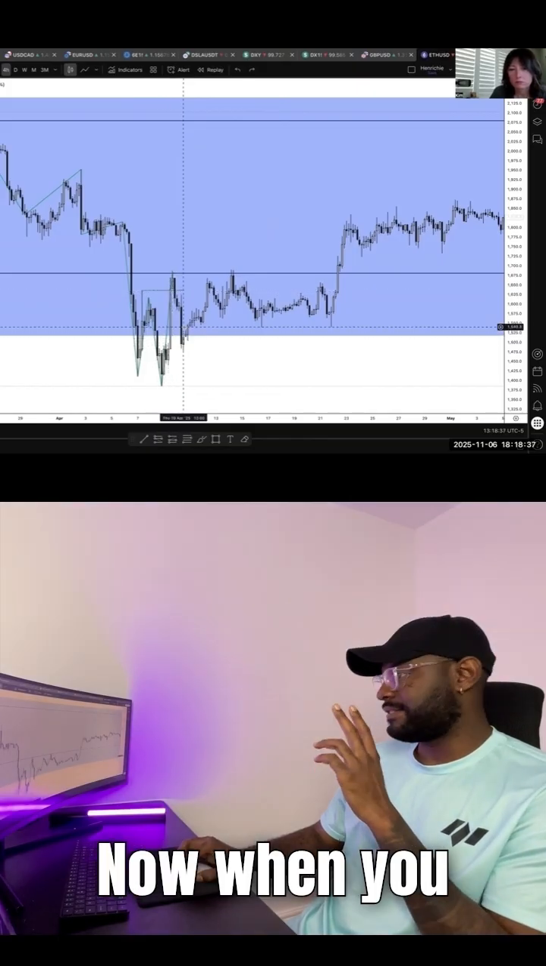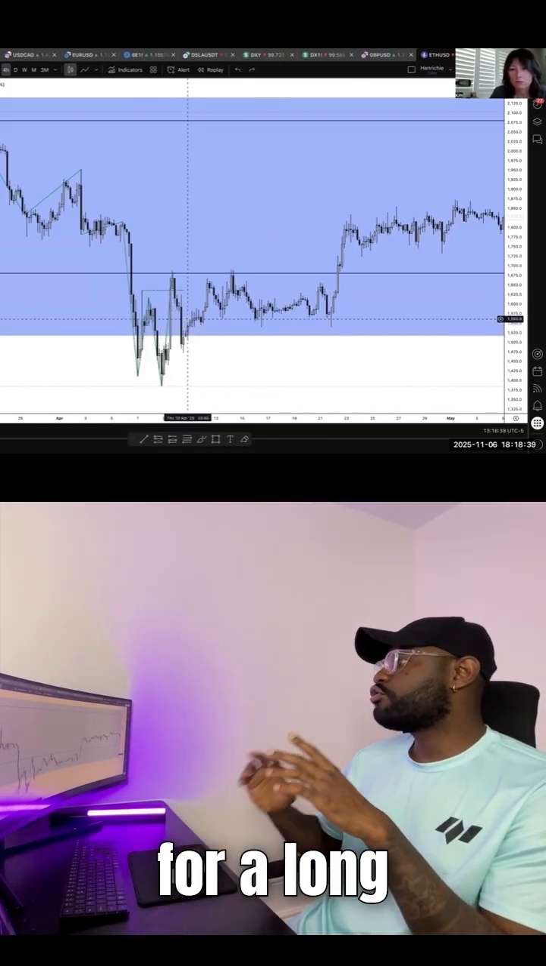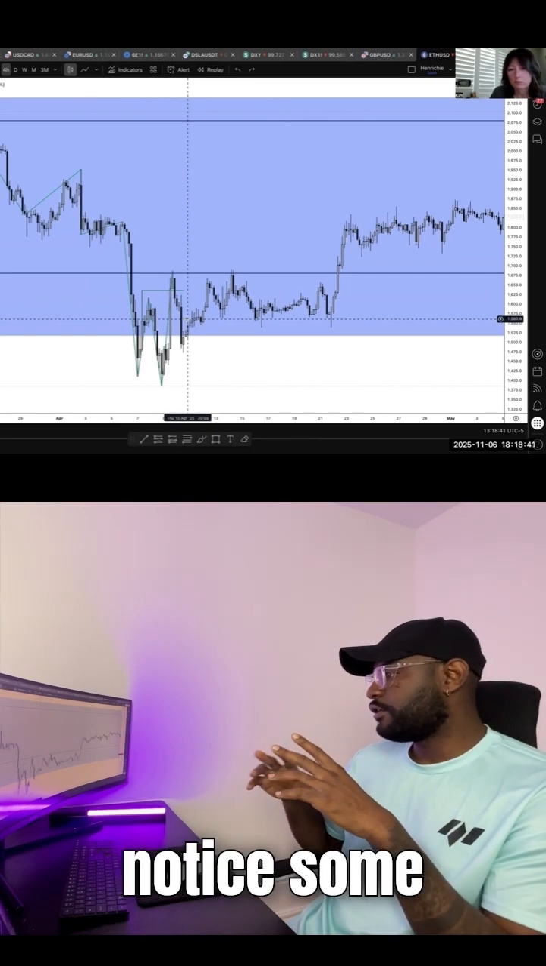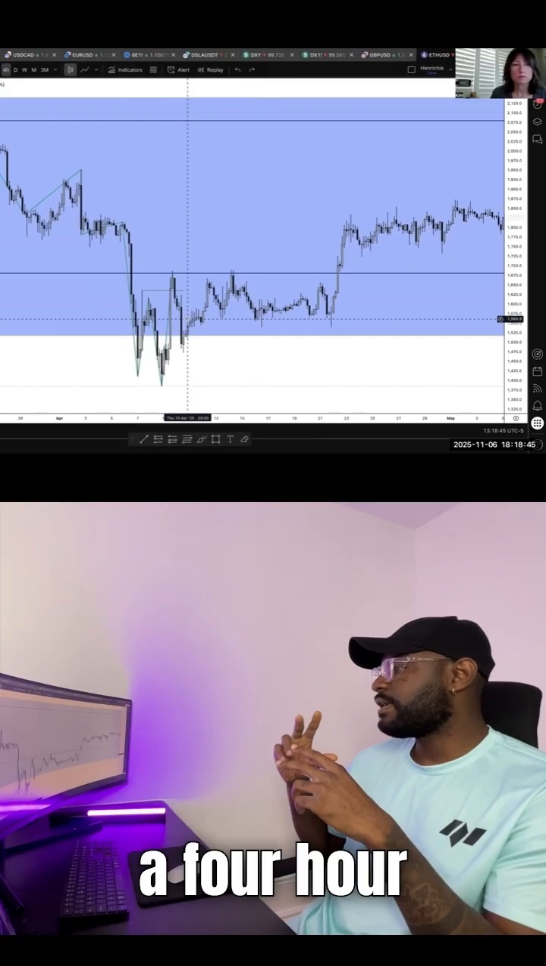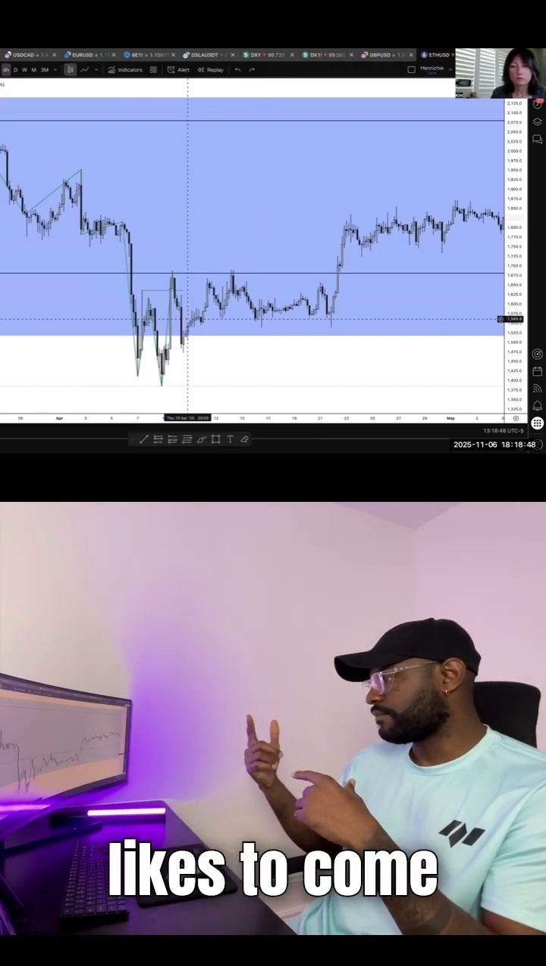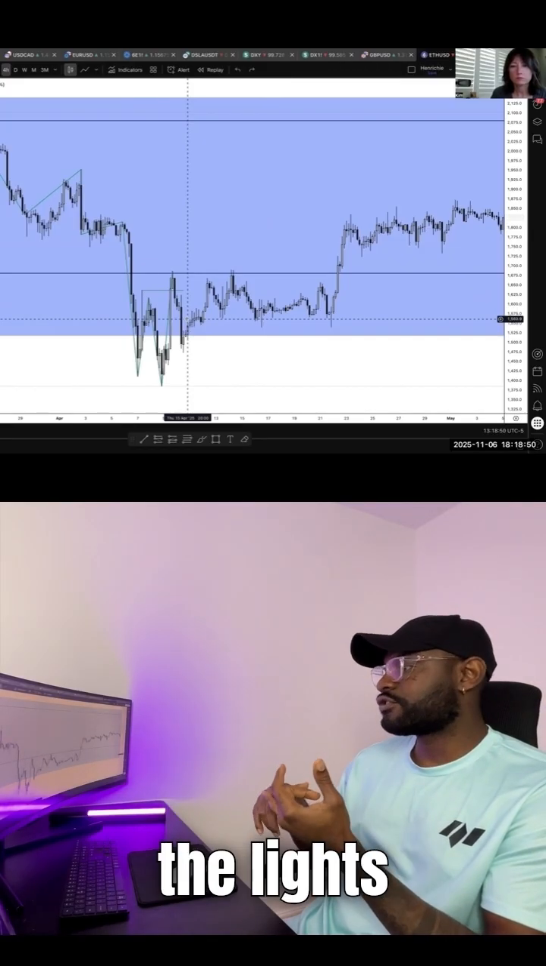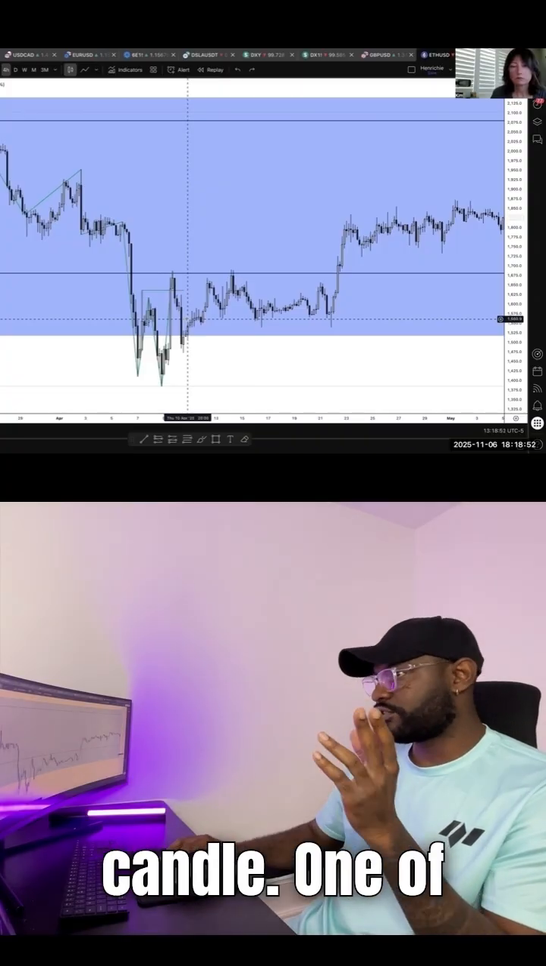Now, some pairs like Ethereum, when you trade a specific pair for a long time, you'll notice some things they do. For Ethereum, when Ethereum breaks a 4-hour structure or daily structure, it likes to come down into an imbalance or the last down close candle, one of these two.